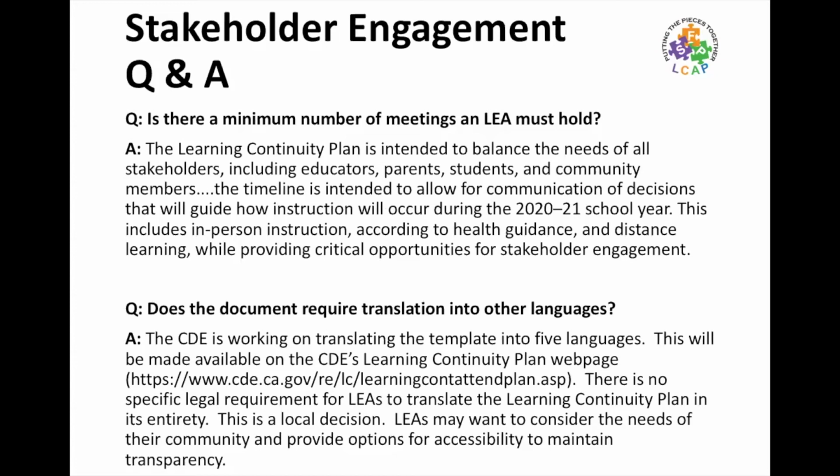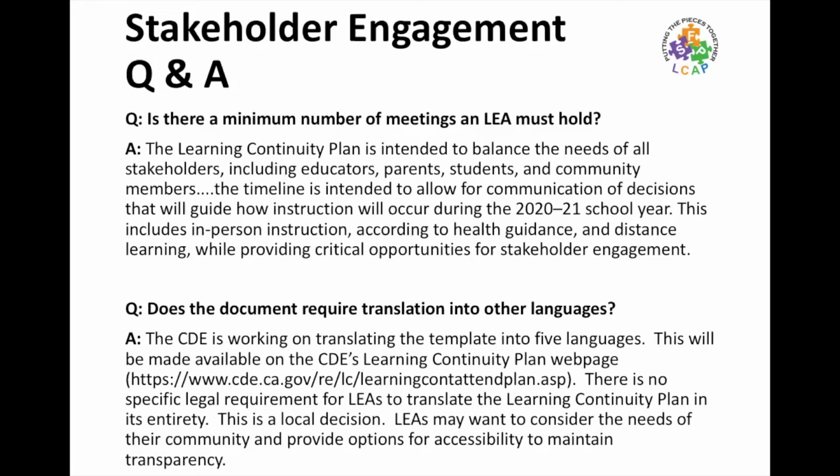The next question: questions have come up regarding stakeholder engagement. Is there a minimum number of meetings an LEA must hold? So as Bonnie stated before, the learning continuity plan is intended to balance the needs of all stakeholders, which include educators, parents, students, and community members. And so the timeline is intended to allow for communication of the decisions that will guide how the instruction will occur during the 2021 school year.